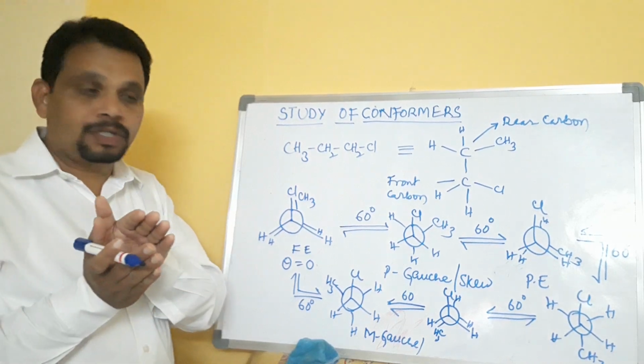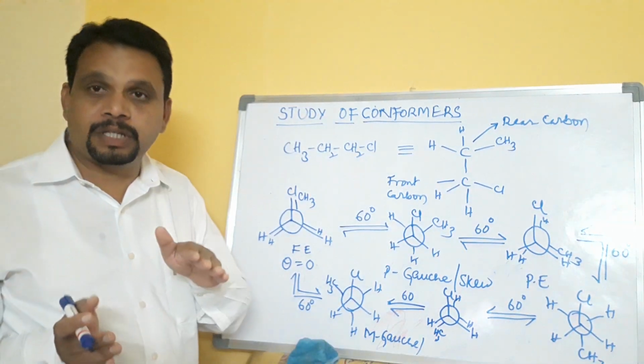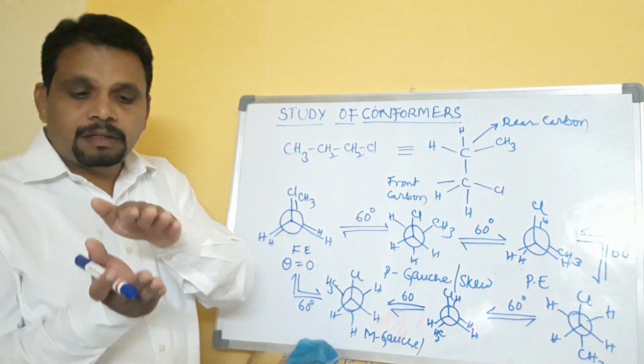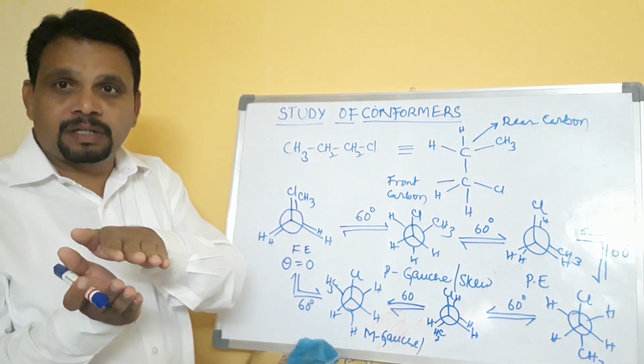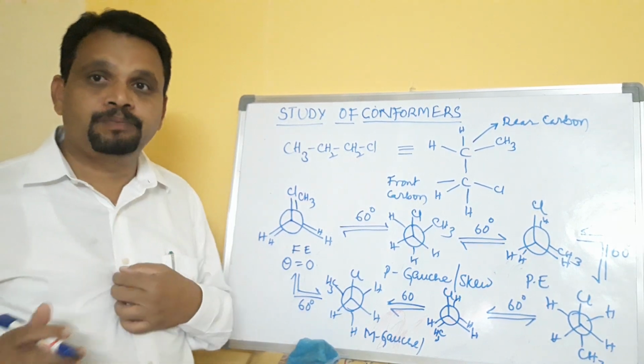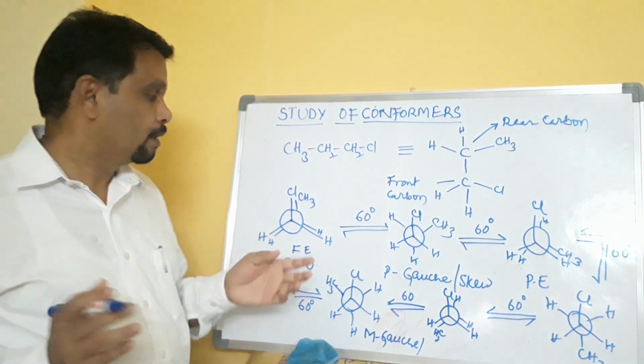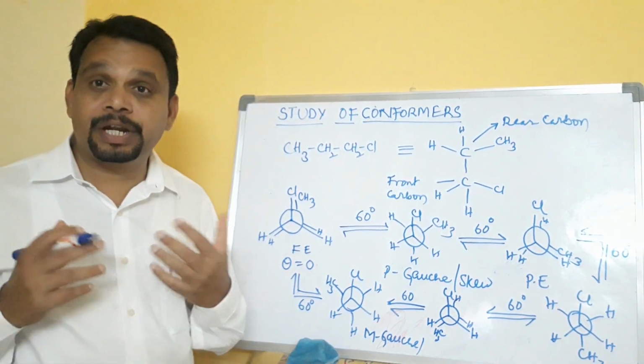Eclipsed strain means the two bulky groups and all the substituents align on top of each other. They are in one line. They are very near to each other. Therefore, there is an eclipsed strain. And also there is a steric strain.